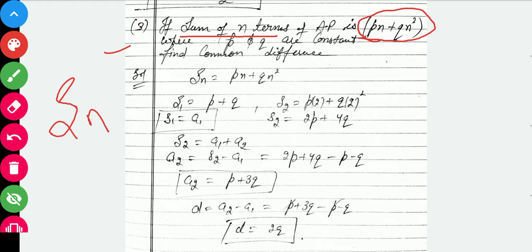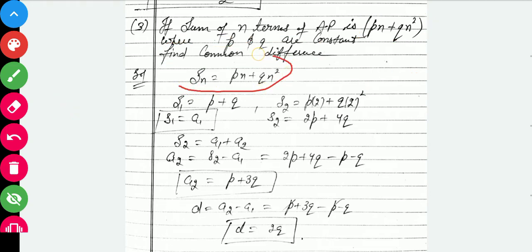Something like this. This sum is similar to your NCERT chapter of 10th class. It is there in the question. So Sn is given to you, where P and Q are constants. We need to find the common difference D. We need to find D.